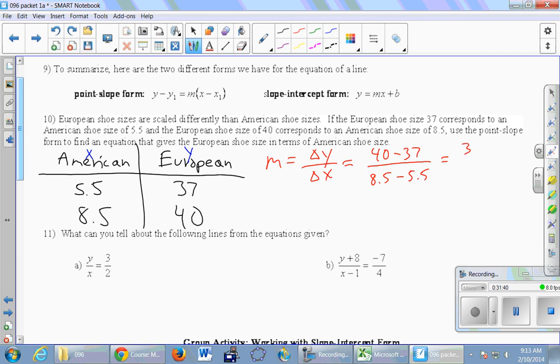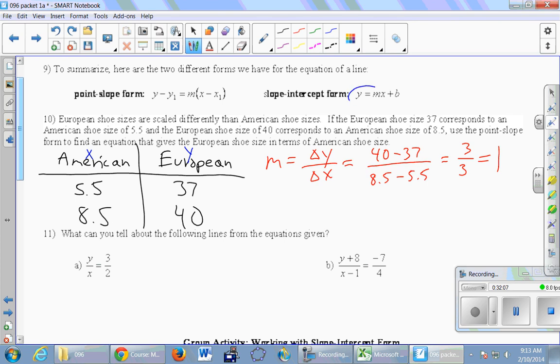Okay, so upstairs is a 3, downstairs also a 3, altogether 1. So what that means is that there's a one-to-one relationship between European shoe sizes and American shoe sizes. If one shoe size goes up by 5, then the other one also goes up by 5. They just had different starting points. So let's see if we can find the other piece of info that we need.